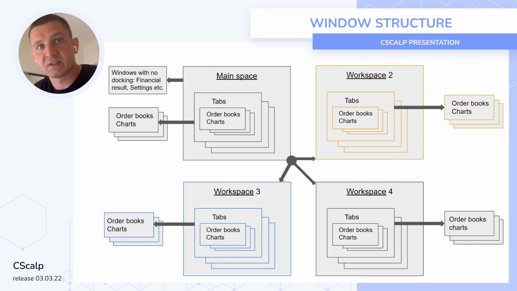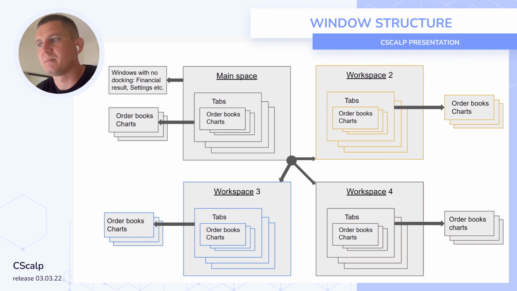A couple of words about structure again. First, this is one or more main spaces. Tabs belong to it, and the windows and charts belong to the tabs. Restrictions are still kept on the maximum number of open charts and maximum open order books.